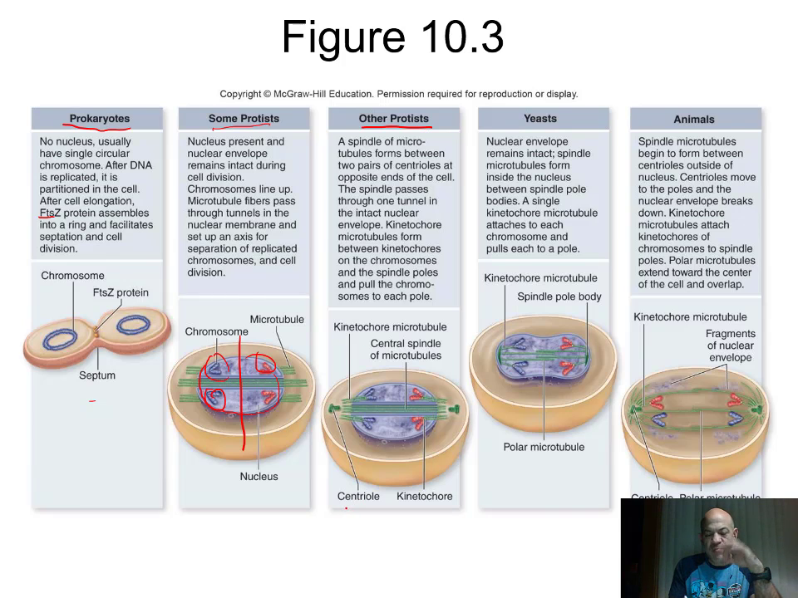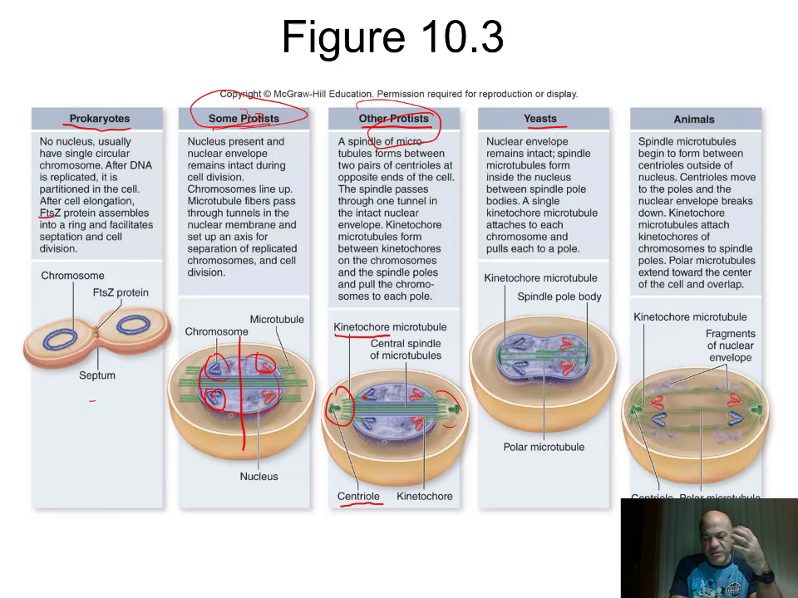We have structures that help assemble the microtubules in some species called centrioles, which are made of microtubules as well. You see the microtubules form here. The nucleus remains intact, and then you're going to have some microtubules that actually attach to the chromosome. So that's a difference here between some protists and other protists. Here, the microtubules actually attach to a structure called the kinetochore, and that helps to pull or separate the chromosomes into the two new cells. And notice that the microtubules are assembled from outside of the nucleus.